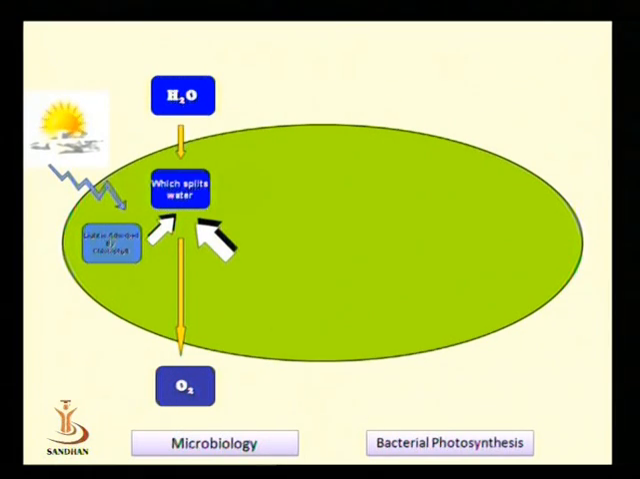Photolysis of water releases oxygen. So this oxygen will be released. Now it may be clear that the oxygen gas which is released by plants is from photolysis of water.